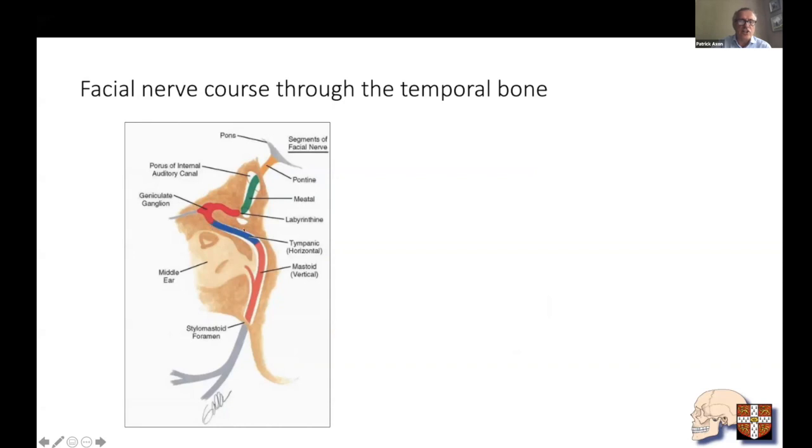And then it takes a shallow curve, which is the second genu, and down the mastoid vertical segment, which actually isn't that vertical. It actually runs away from you. When you're operating and performing a cortical mastoidectomy, it doesn't go across, it goes forward as well as it exits the stylomastoid foramen.